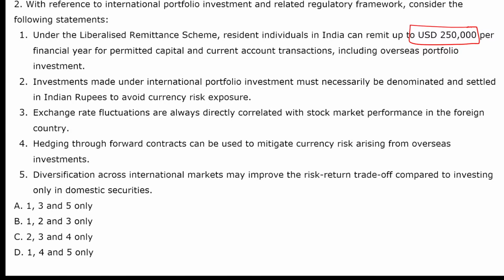Yes, this is correct. As per the LRS limit, the USD amount is 250,000 only for individuals, as prescribed by RBI for overseas investment. So this is correct. Statement number 2.